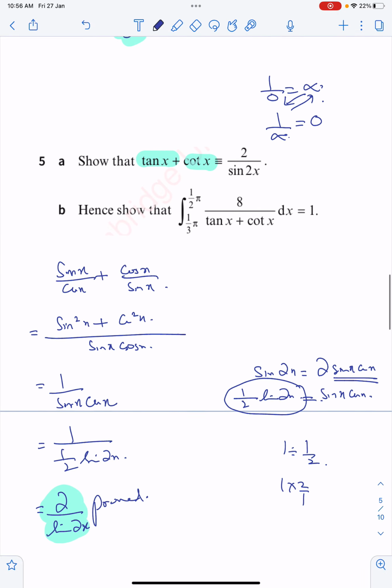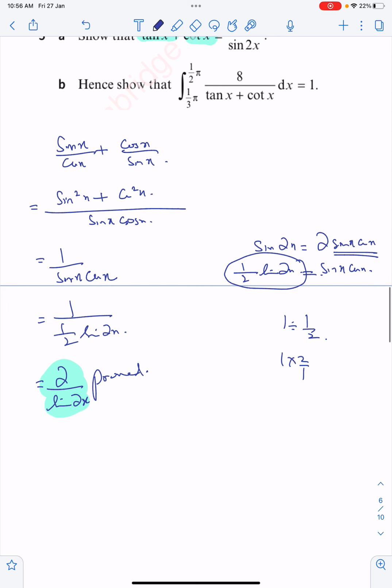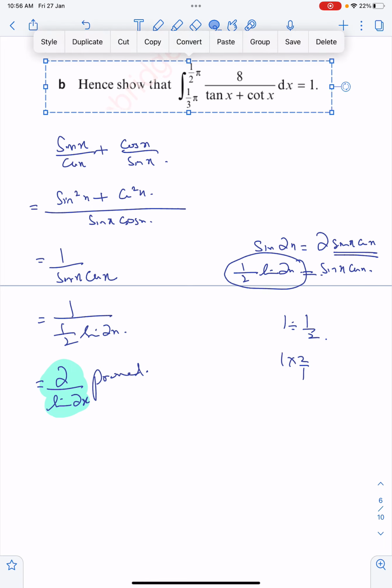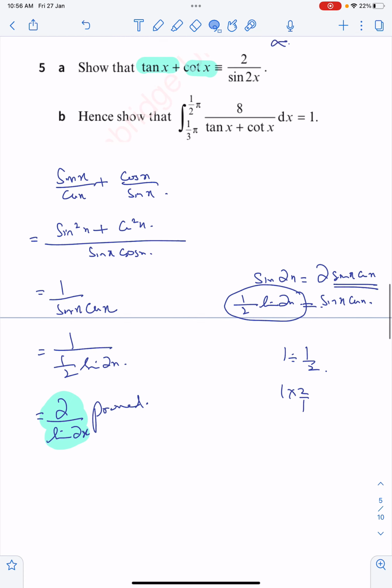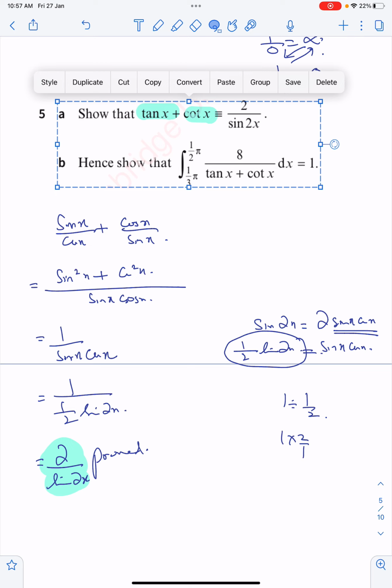Moving on to the second part of the question. Hence show that 8 upon cot x plus tan x is equal to this. In place of tan x plus cot x, we can write 2 upon sine of 2x. I'm just copying it again so that I don't have to scroll up again and again.